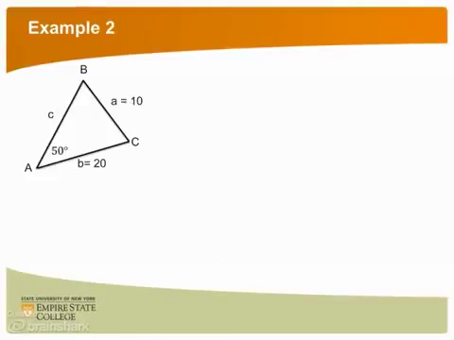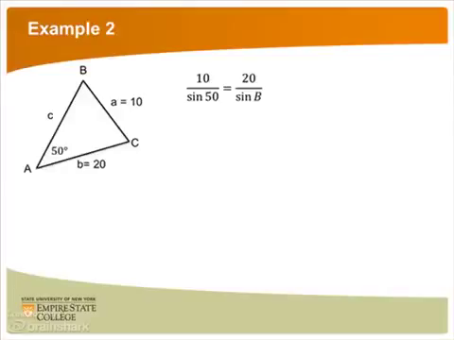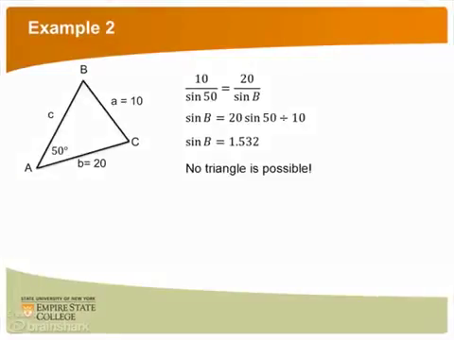Suppose this time angle A was 50 degrees, little a was 10, and little b was 20. How many triangles are possible with this setup? We set up our ratios as before. Cross multiply and divide. When we do this arithmetic, we find that sine of angle B equals 1.532. Because the largest value sine takes is 1, this value is impossible. Therefore, no triangle is possible that has the given measurements.